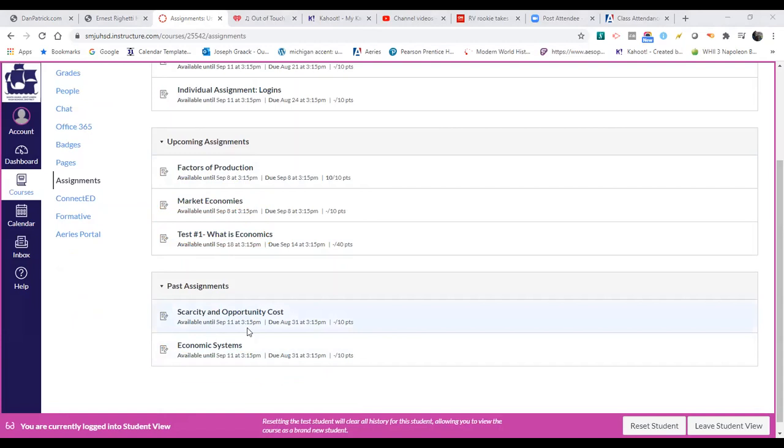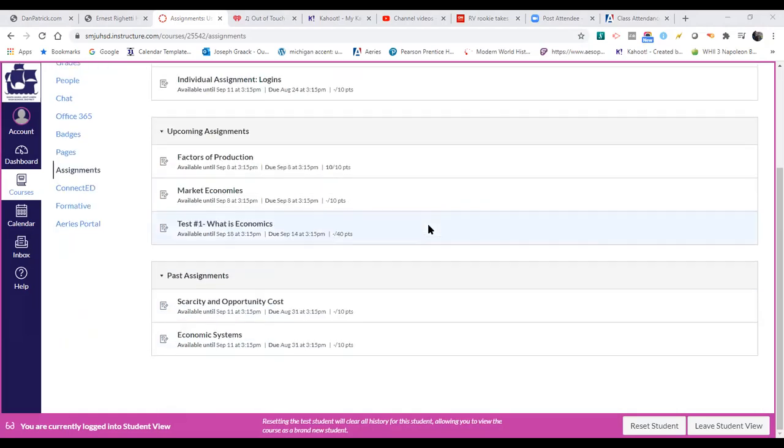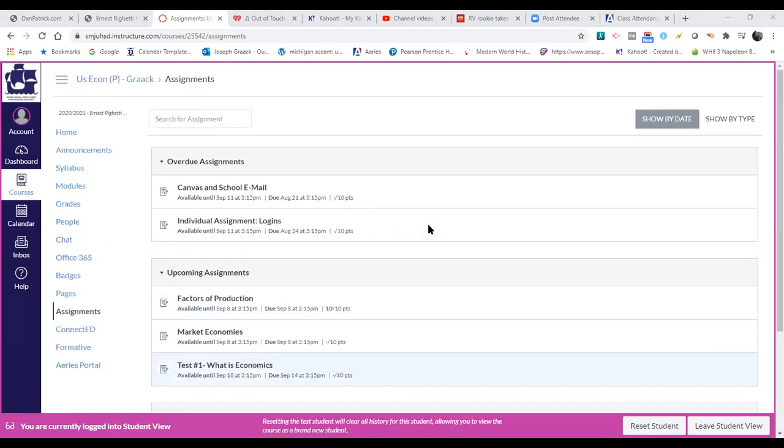Same thing with scarcity and opportunity costs and economic systems and Edmentum. All of those things are still available. You can still turn those in. This class, period 3, is not too bad. Period 1 is not doing so well, with 11 students in danger there. So make sure that you're keeping up on your work and turning that in. Everything is, as I said, straight points. So when you miss points, you are not helping your percentage.